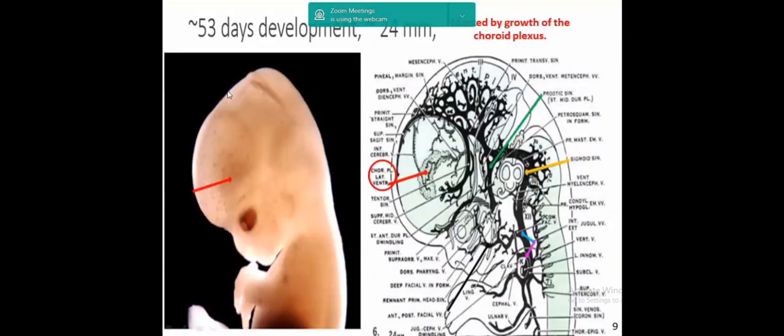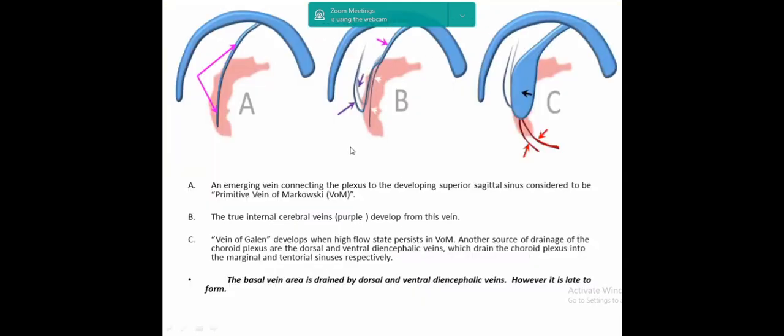At 53 days of development, that is almost 7 weeks, we can see marked growth of the choroid plexus, and it establishes venous connections with the primary head sinus and other venous systems. During this stage, there is an emerging vein known as the primitive vein of Markowski, which connects the plexus to the developing superior sagittal sinus.